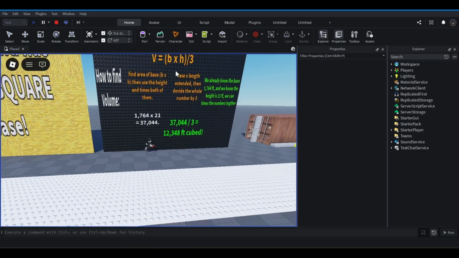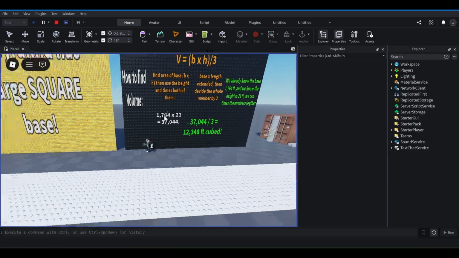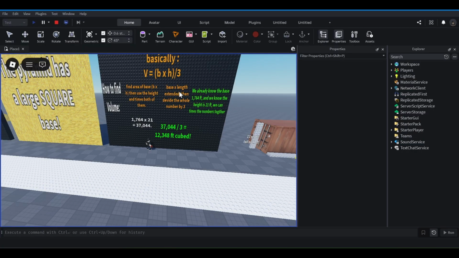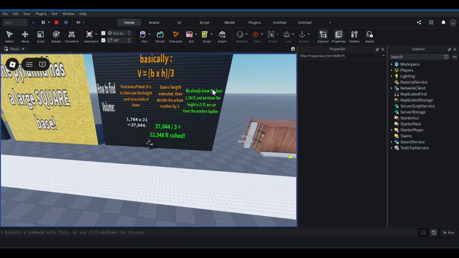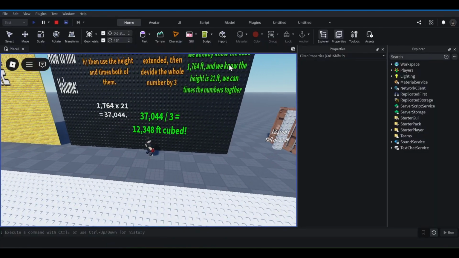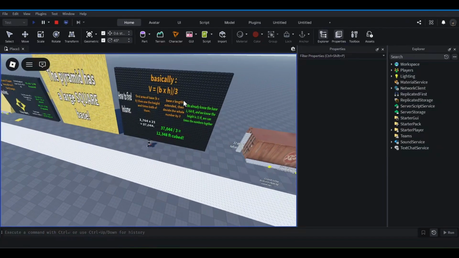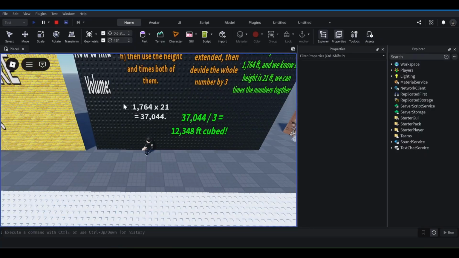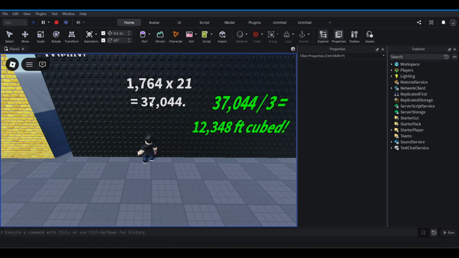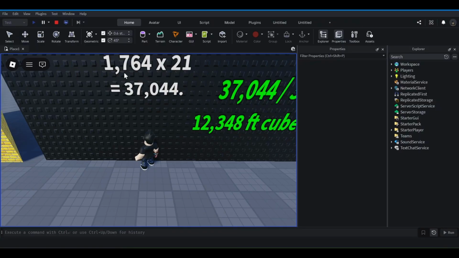Okay, because look, we have the base and the height of the square. Then we have to times it by the actual height of the whole pyramid. So base times length extended, then divide the whole number by 3. So we already know that the base, this whole square base, is 1,764 feet. And we know that the height is 21 feet. See, 21 feet tall. We can times those numbers together. So times those numbers and we get 30,700 or 3,000. Yo, I'm a loser.